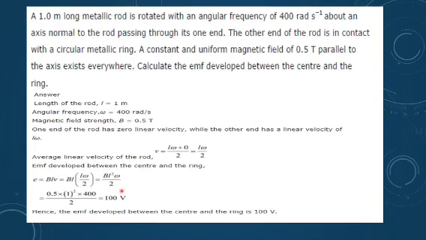It is the induced EMF, and if you put the values of L, omega and B, you are getting the value of EMF coming out to be 100 volt. So basically you need to remember this formula. Whenever you are getting these types of questions, you can directly use this formula, when a rod is rotated in a circular path in a uniform magnetic field.